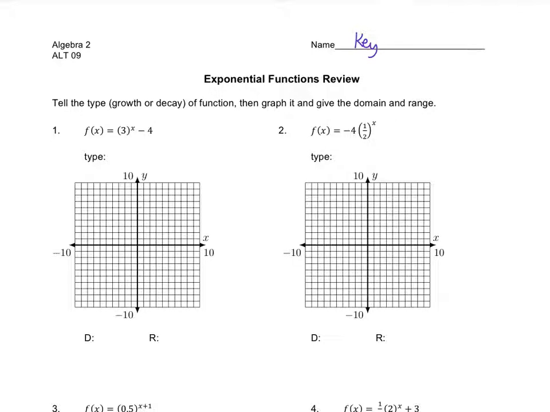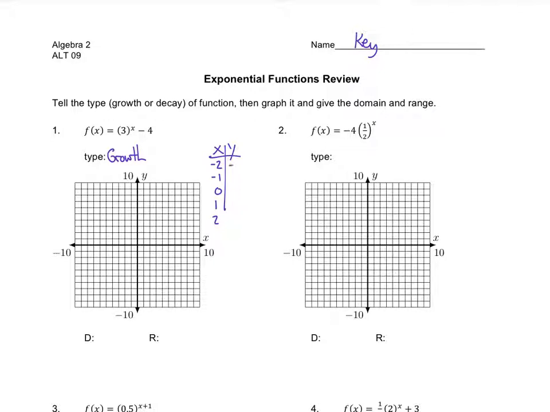So for number 1, that is going to be growth. We're going to pick values for x and plug them in to find y. So this one, since nothing is being added or subtracted to the exponent, we're going to use -2, -1, 0, 1, and 2. If we plug in -2, we've got 3 to the -2 power, which is 1/9.